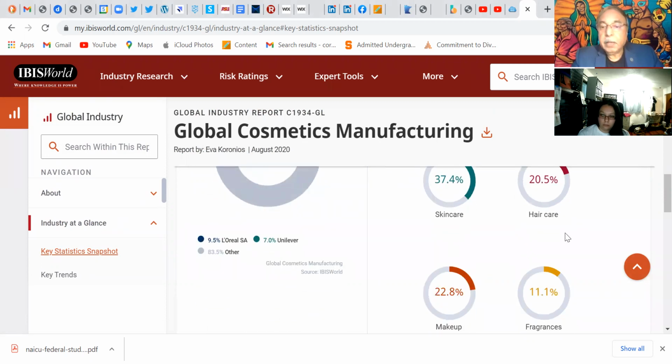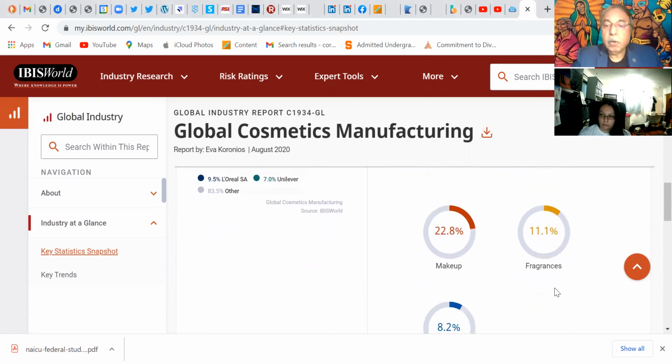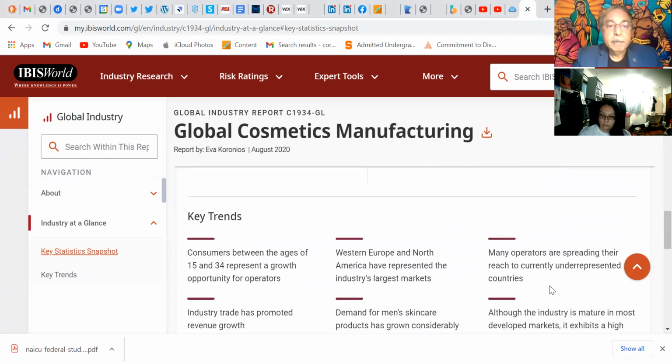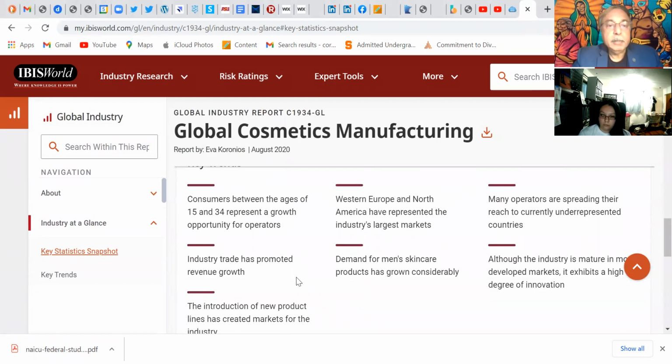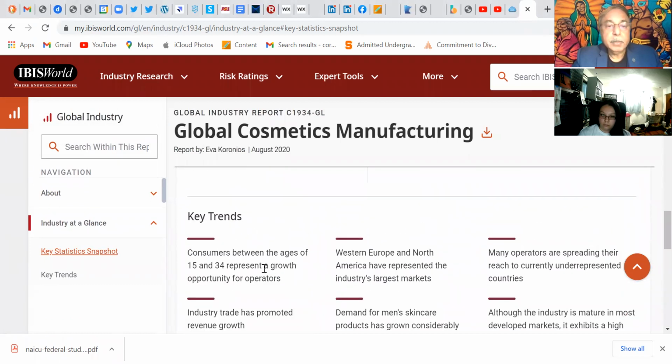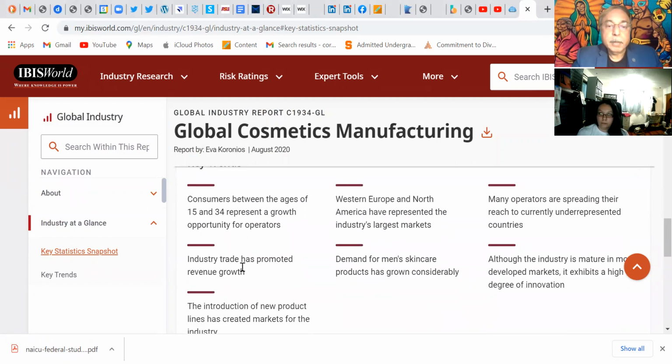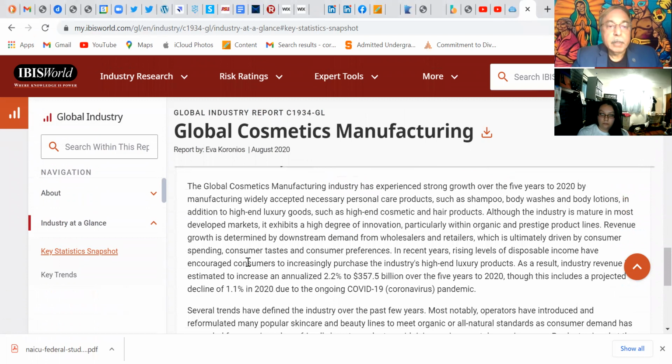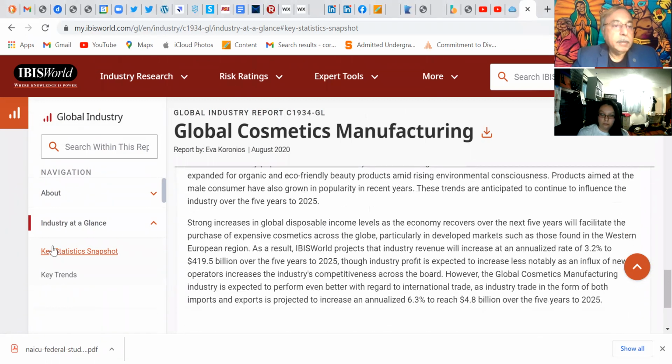And again, there are different kinds of sub-segments. And so which particular area is your product? And if you say fragrances, it's 11% of this global market, right? And then what are some of the key trends in this industry? Consumers 13 to 24, and so on. And there's a summary of it.